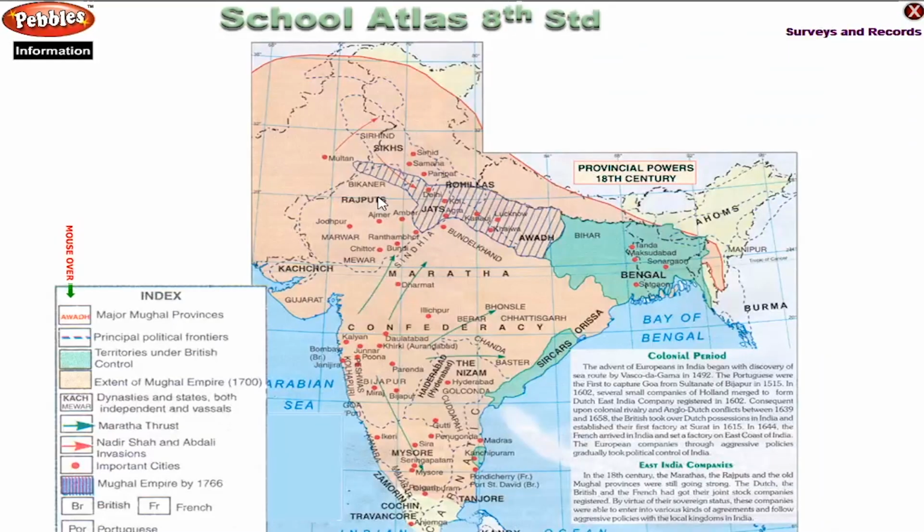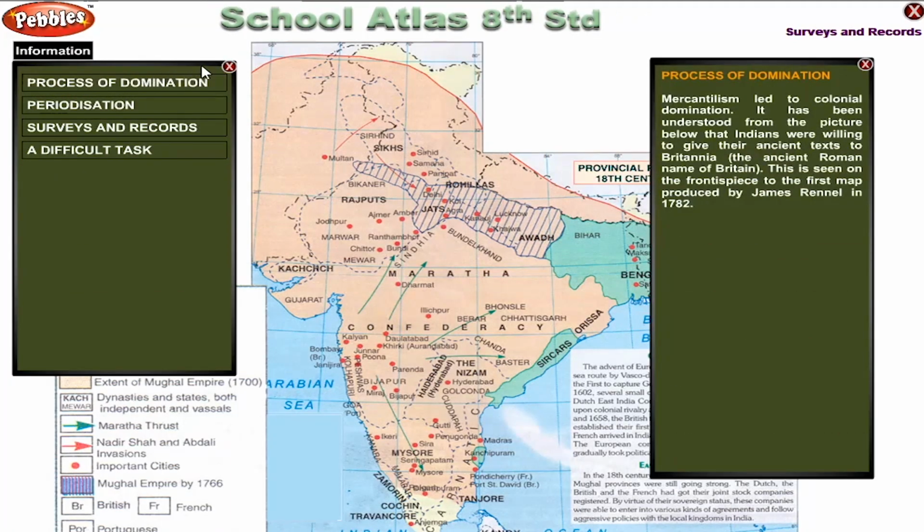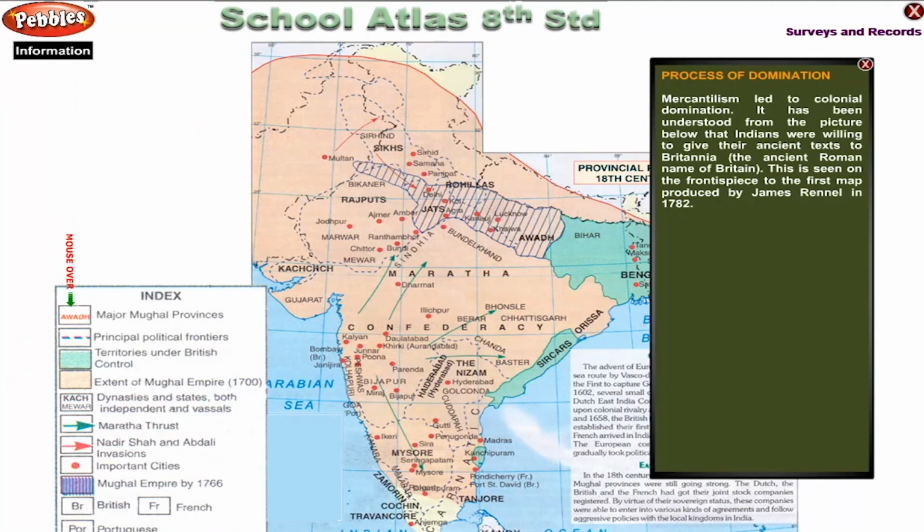Surveys and records. Process of domination. Mercantilism led to colonial domination. It has been understood from the picture below that Indians were willing to give their ancient text to Britannia, the ancient Roman name of Britain. This is seen on the frontispiece to the first map produced by James Rennell in 1782.